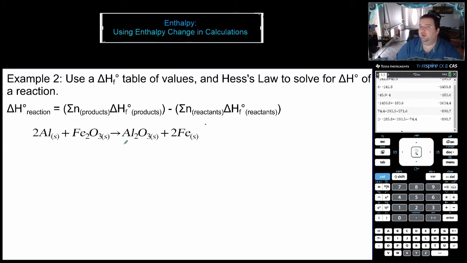Okay, so we're gonna be looking at our standard heat of formations again. Delta H of the reaction is going to be equal to, we have 1 aluminum oxide, and aluminum oxide, I'm looking for it on my paper, has a standard heat of formation of negative 1675.7 kilojoules per mole. And our other product, we have 2 of, and it's iron, which is in its standard state.